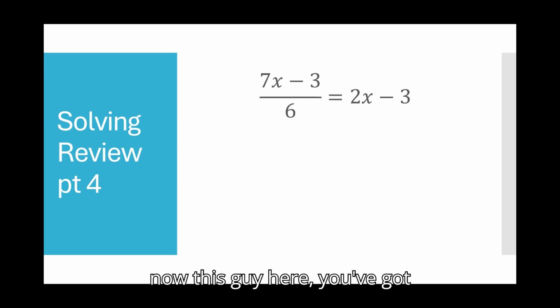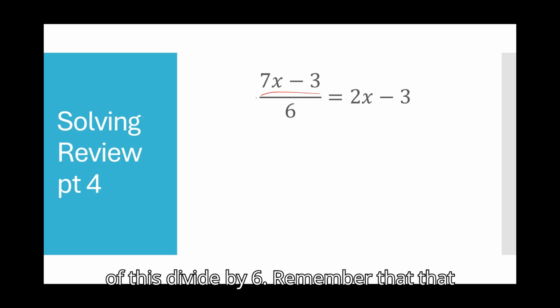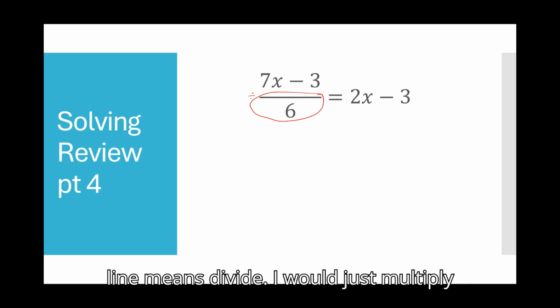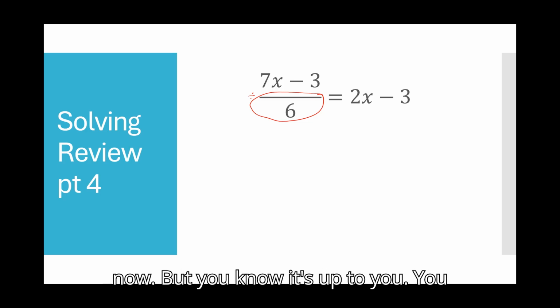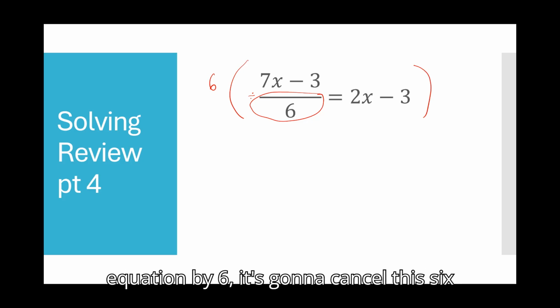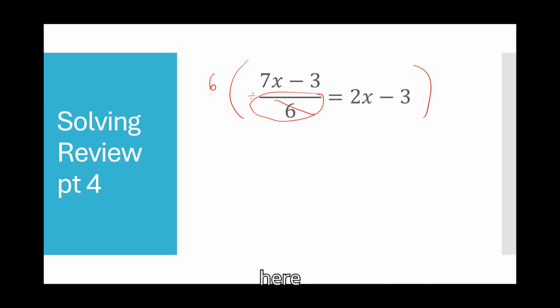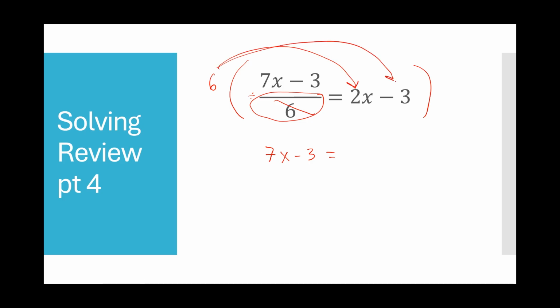Now, this guy here, you've got choices. I personally would just get rid of this divide by 6. Remember that line means divide. I would just multiply everything by 6 to get rid of that right now. But it's up to you. You don't have to do that first. But if I multiply the whole equation by 6, it's going to cancel this 6 here. And over here, it has to also, again, go to everything in the equation.